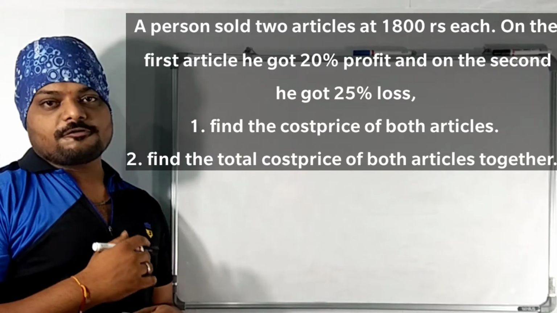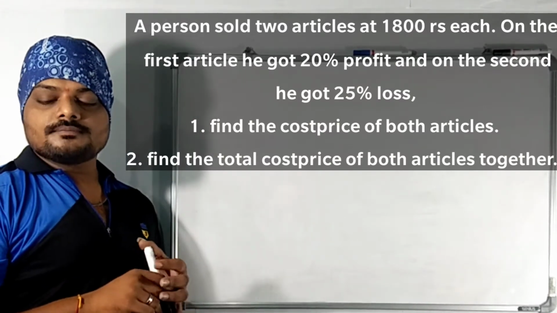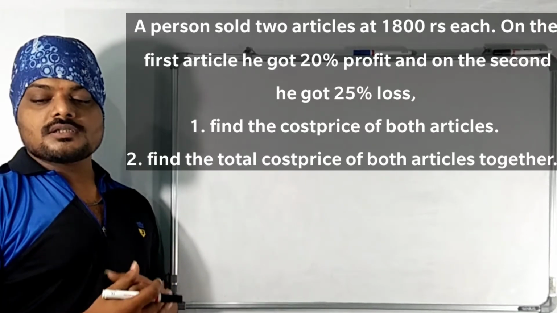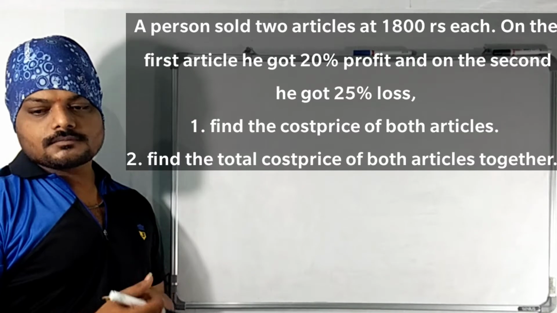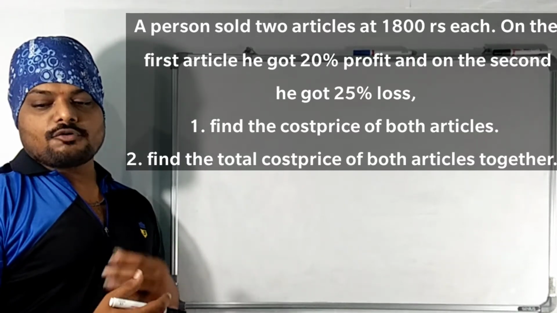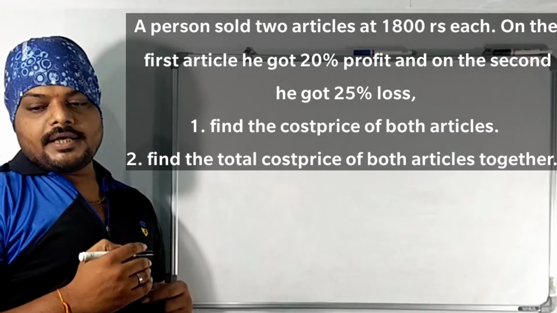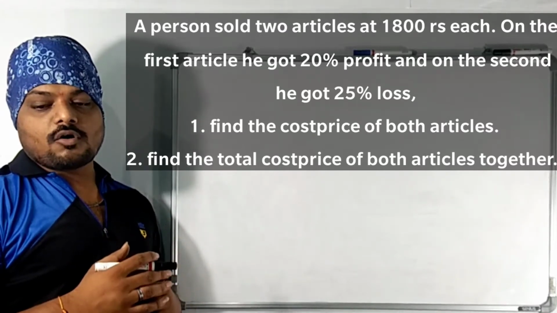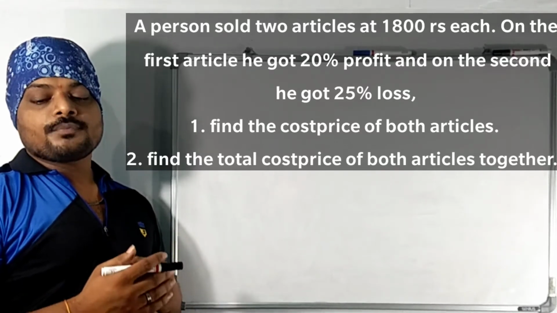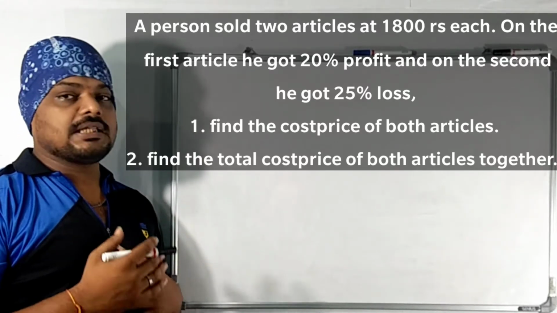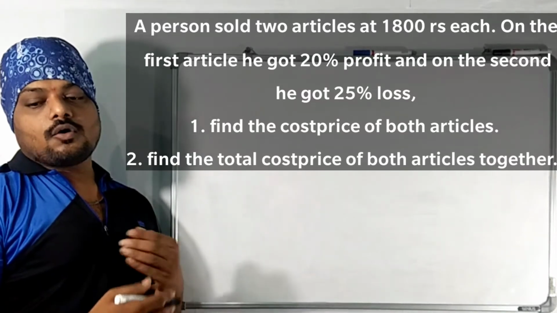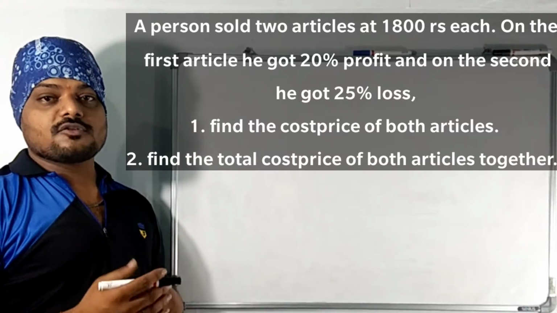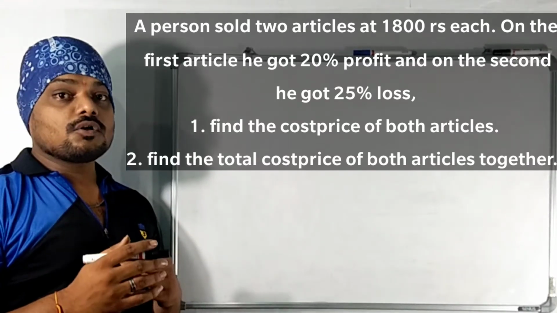So here is our first question. Today's question is: a person sold two articles at 1800 rupees each. On the first he got 20% profit, and on the second he got 25% loss. Find the cost price of both articles. Maybe he can ask you the question in this format, or else he can ask: find the total cost price of both the articles together.